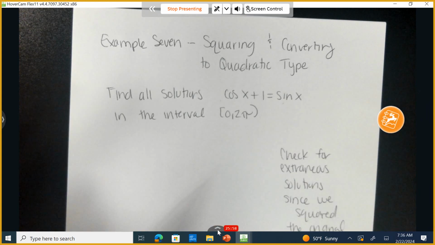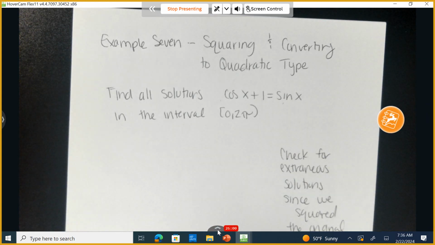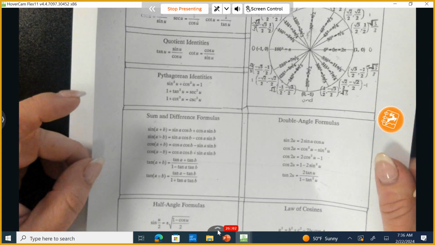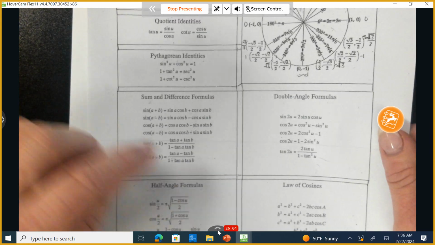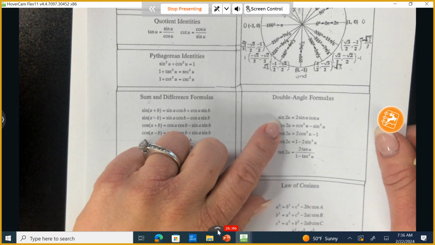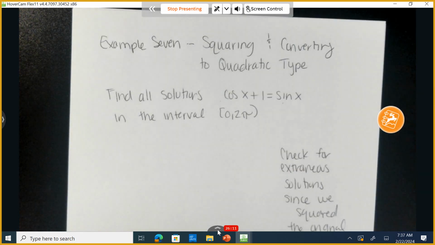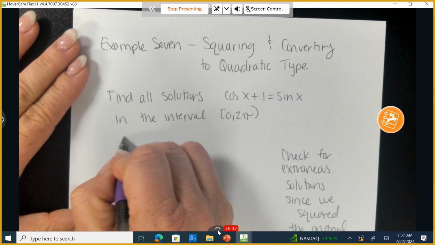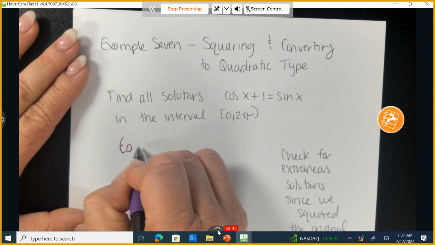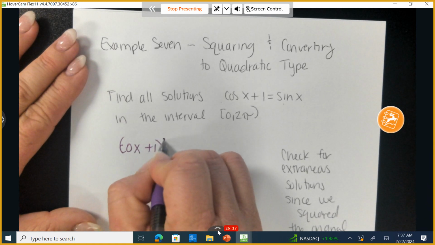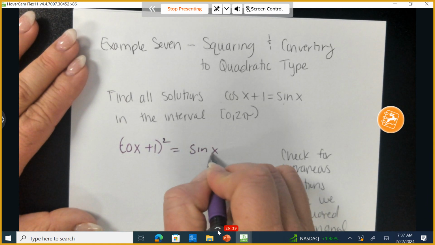So when I look up here, there's no sine squared. There's no cosine squared. So I'm at a loss with how this is going to help me. There's no double angle that I can do. There's no square. So what I'm going to do is square both sides, as long as I do the same to both sides. So let's square both sides. I'm going to square the left, and I'm going to square the right.